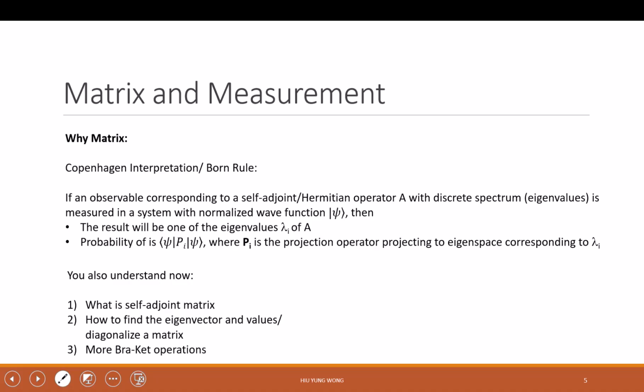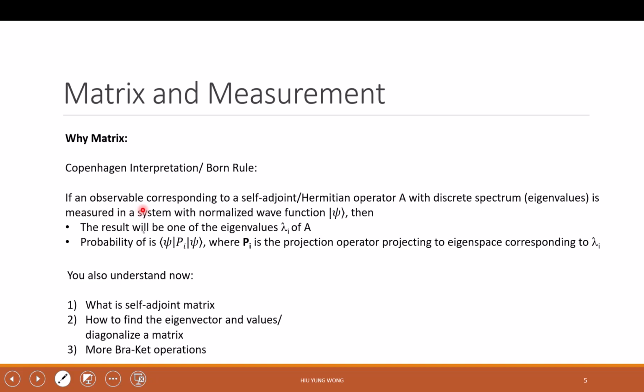What is the relationship between matrix and measurement? You basically don't need to memorize this if you just want to pass the exam, right? Because we're not going to test you. But this is a very important thing that helps you to understand the meaning of quantum mechanics. There are many different interpretations of quantum mechanics, particularly for its measurement. And one of them is the Copenhagen interpretation or the Born rule. So what does it say?